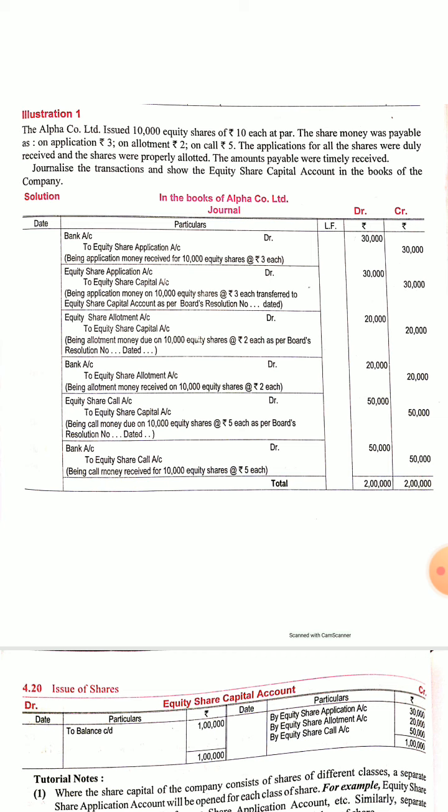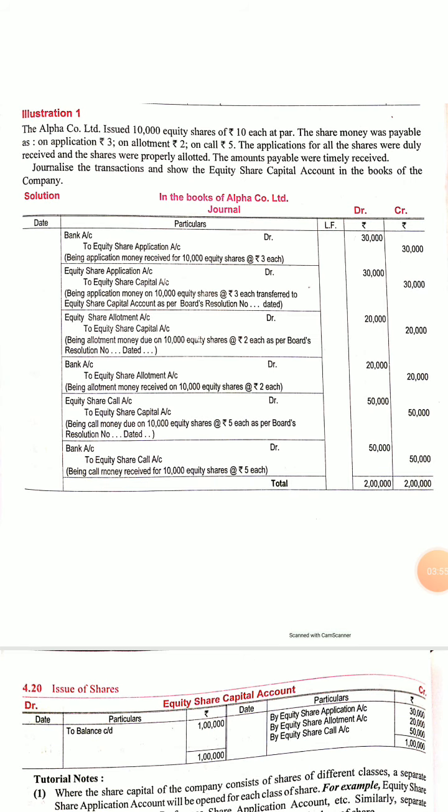So equity share application account debit to equity share capital will be the entry, and the narration will be being application money on 10,000 equity shares at the rate of rupees 3 each transferred to equity share capital account as per board resolution number dash dash and dated dash dash. This is the method of entering this, that the board of directors decide how much application will be accepted. So there will be a board resolution number, a resolution will be passed about this, and that will carry the board resolution number and date.